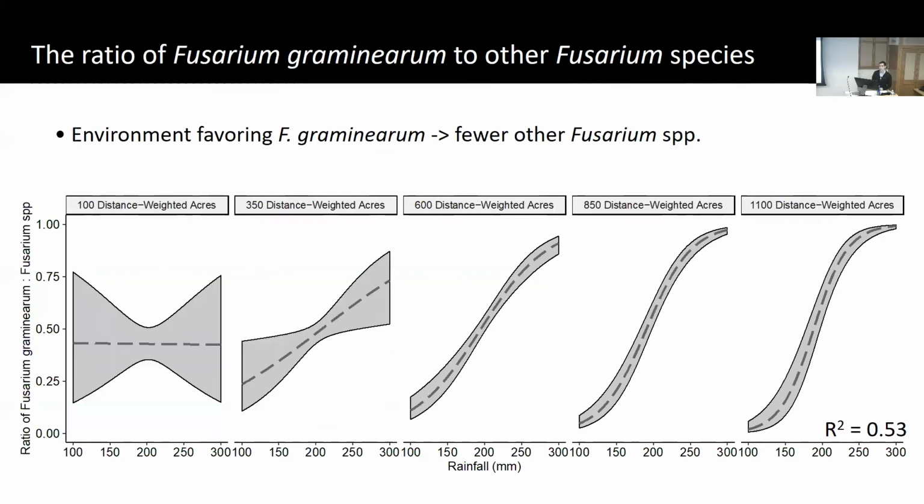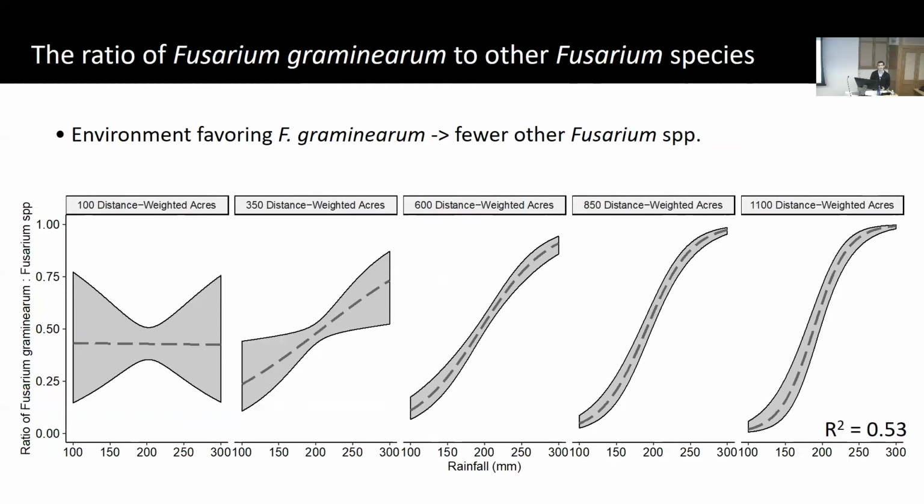Another trend we noticed in the data was a tendency for Fusarium graminearum to displace other Fusarium species at field sites with more rainfall and higher host densities. And this is a plot using the same model as before, but now including the ratio of Fusarium graminearum to other Fusarium species rather than just graminearum incidence. And at low host densities, it's roughly a 50-50 split between graminearum and other species. But when conditions favor the spread of graminearum, we see that ratio change pretty drastically.